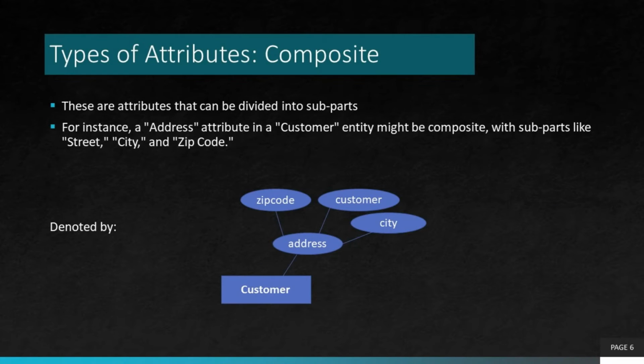Next you have the composite attributes. These are attributes that can be divided into subparts, each representing one or more detailed characteristics. For instance, an address attribute in a customer entity. This can be a composite with subparts like street, city, and zip code.